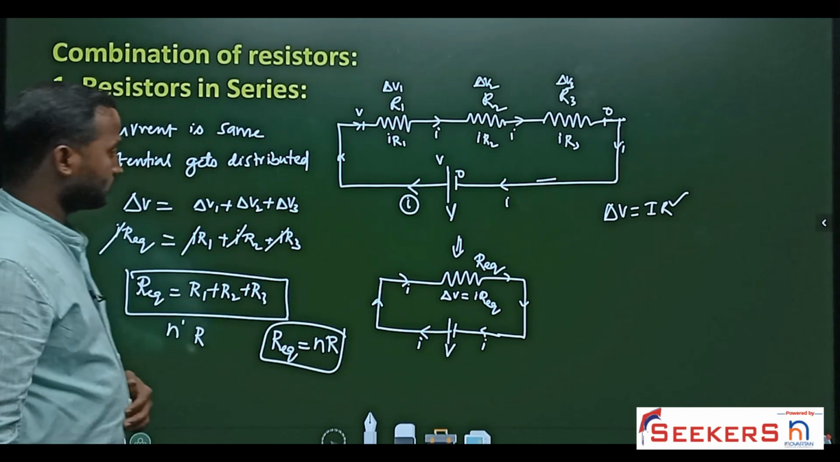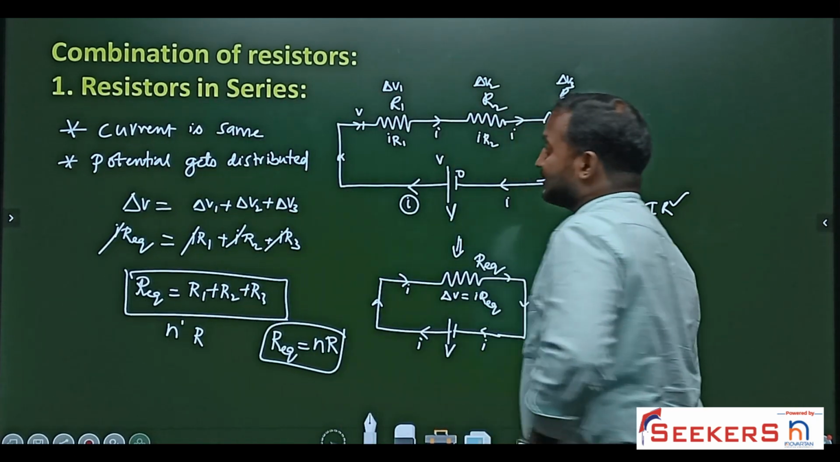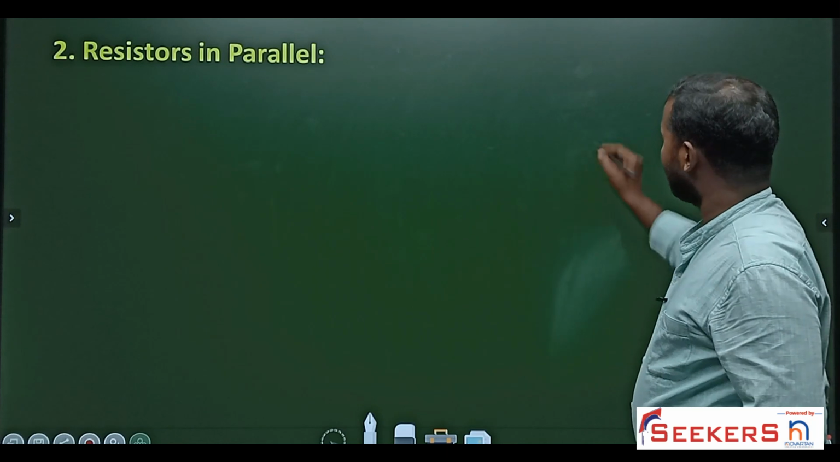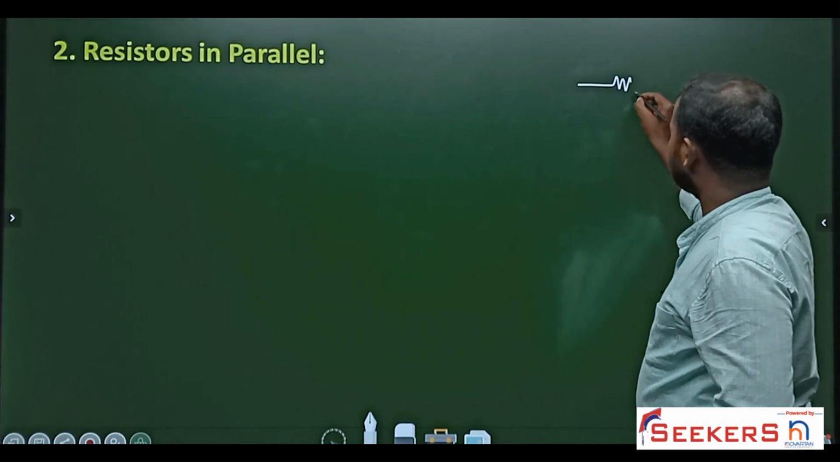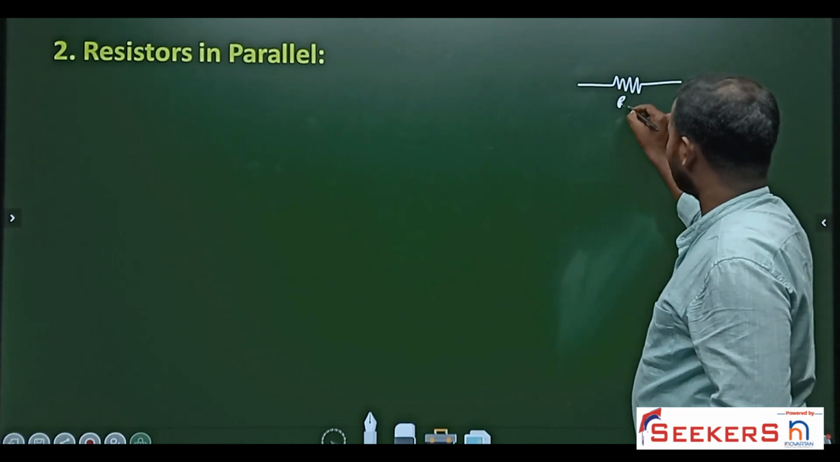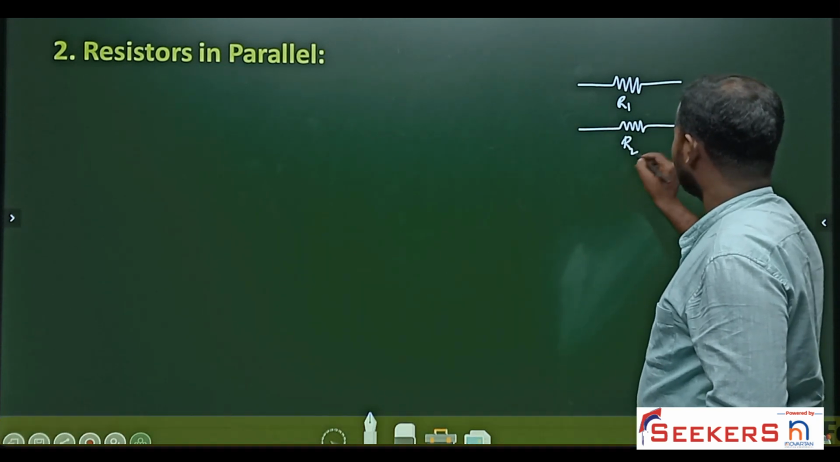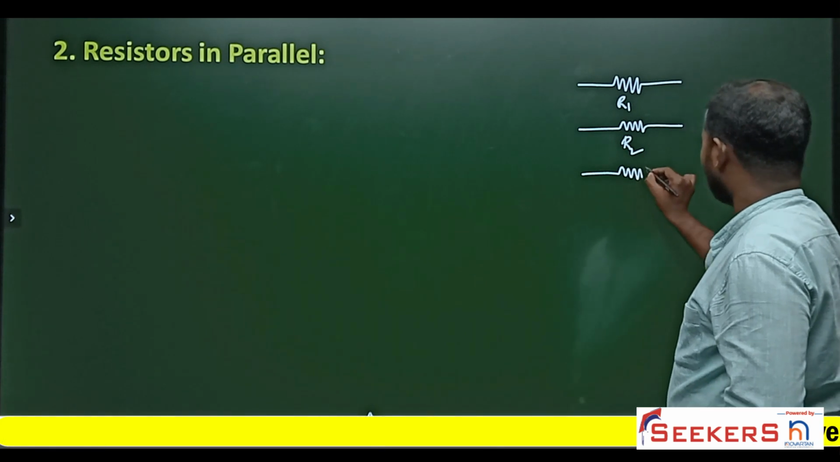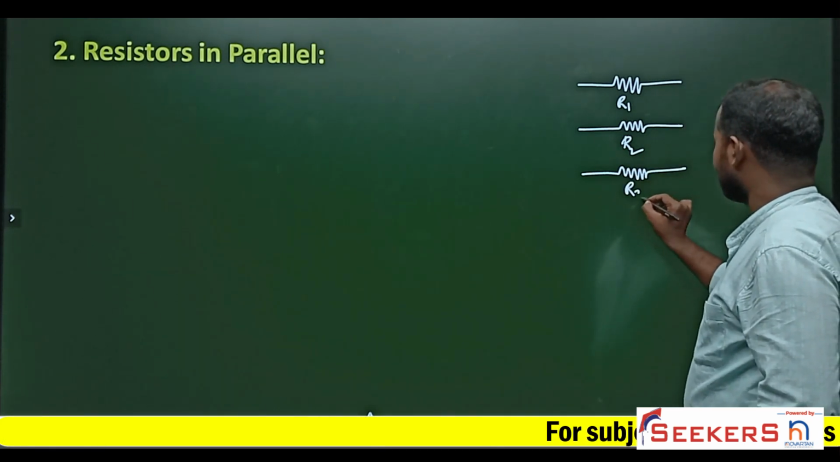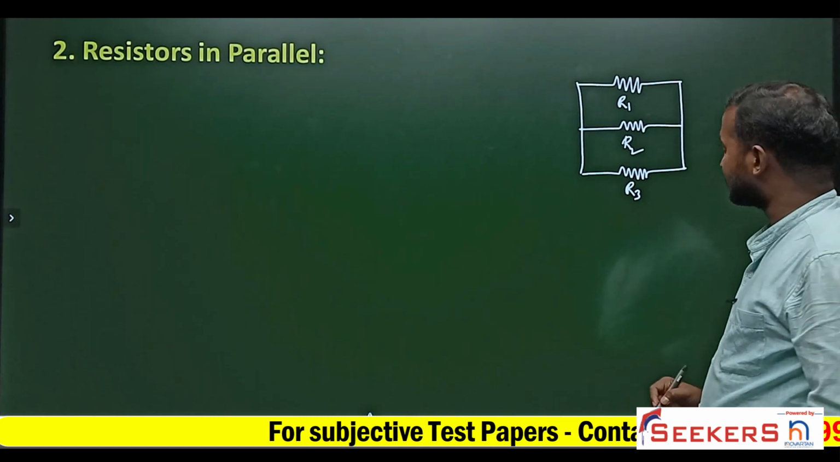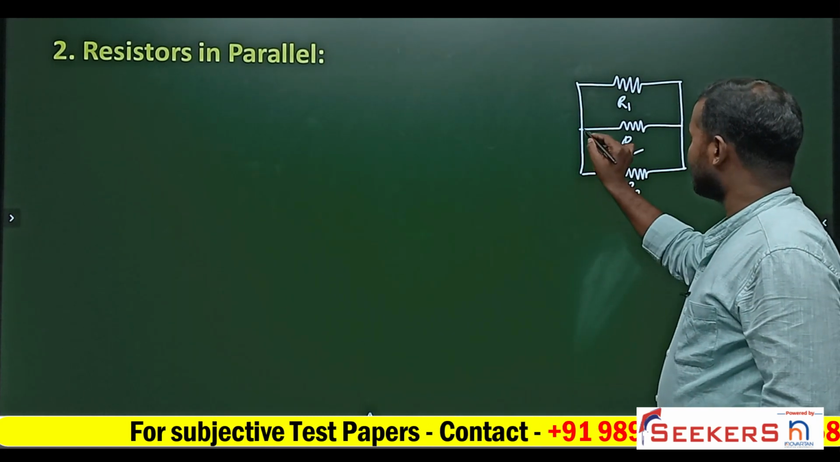Okay, so that's nothing but your series combination. Let us see the resistors connected in parallel now. Let us say there is a resistor of resistance R1, another resistor of resistance R2, one more maybe of resistance R3. If they are connected in this fashion, we call such a combination a parallel combination.